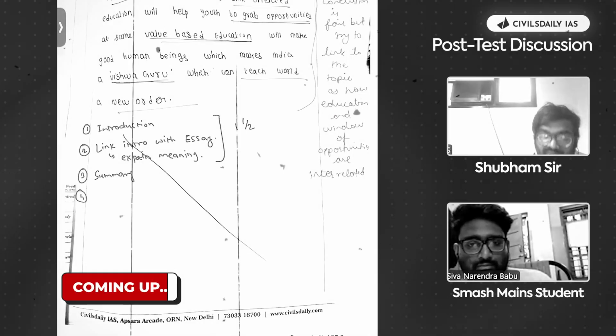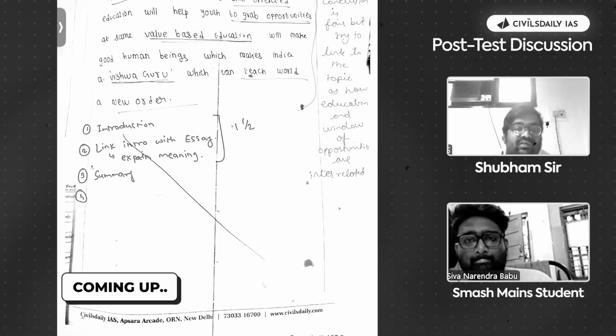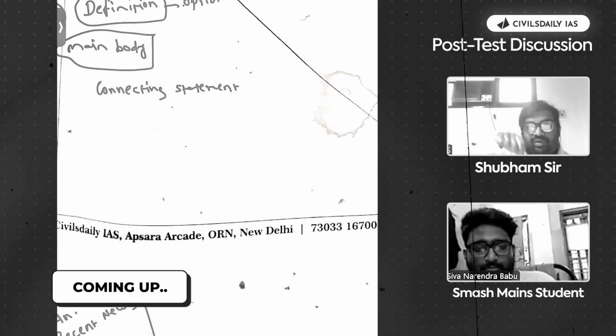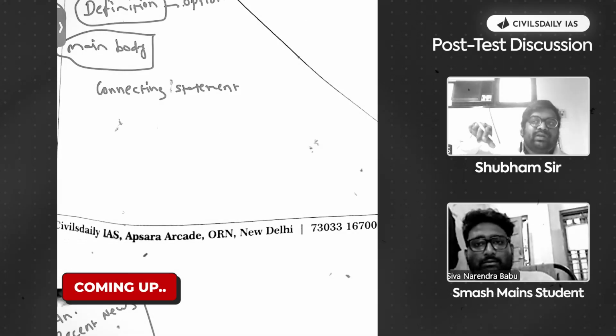When you come to the main body, if possible, to maintain a better flow, start with defining the key terms. It should be linked to the previous paragraph. It should not be that you write the political aspect and then you start with the social aspect like this.